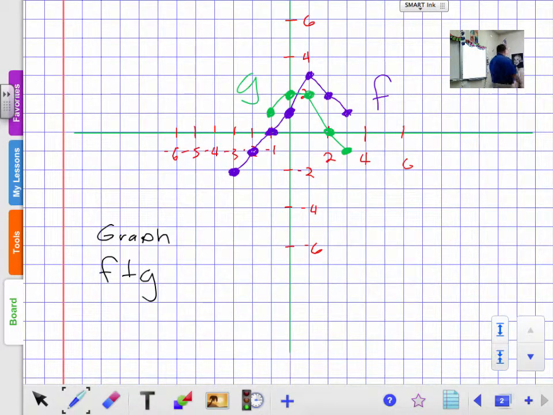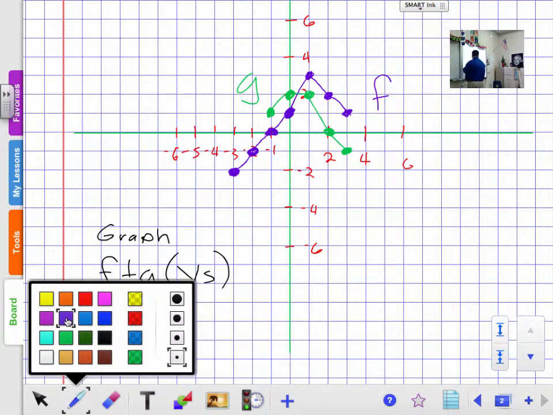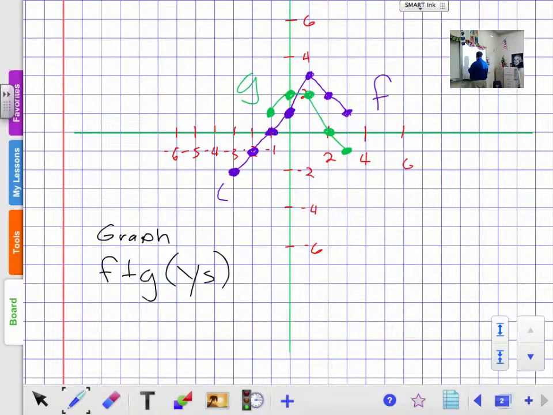So now, when it says F plus G, what they're referring to are the Y values. Now, what is the Y value? Let's go through here. What is the Y value for F right here? This is -3, -2. We're only interested in this -2. This is -2, -1. We're only interested in the -1.